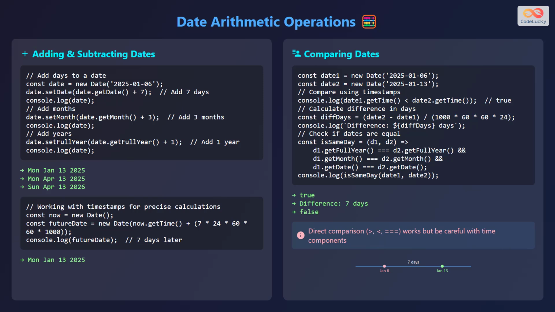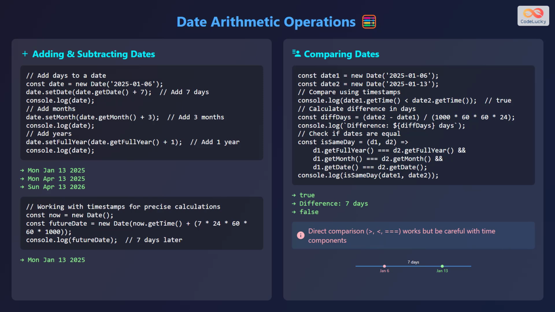Now let's move on to date arithmetic. You can easily perform date arithmetic by adding or subtracting days, months, or years using methods like setDate, setMonth, and setFullYear. For instance, to add 7 days to a date, you use the setDate method. You can also add or subtract months and years using similar methods. For precise calculations, using timestamps is the better approach. You can add or subtract milliseconds to get dates in the future or past.